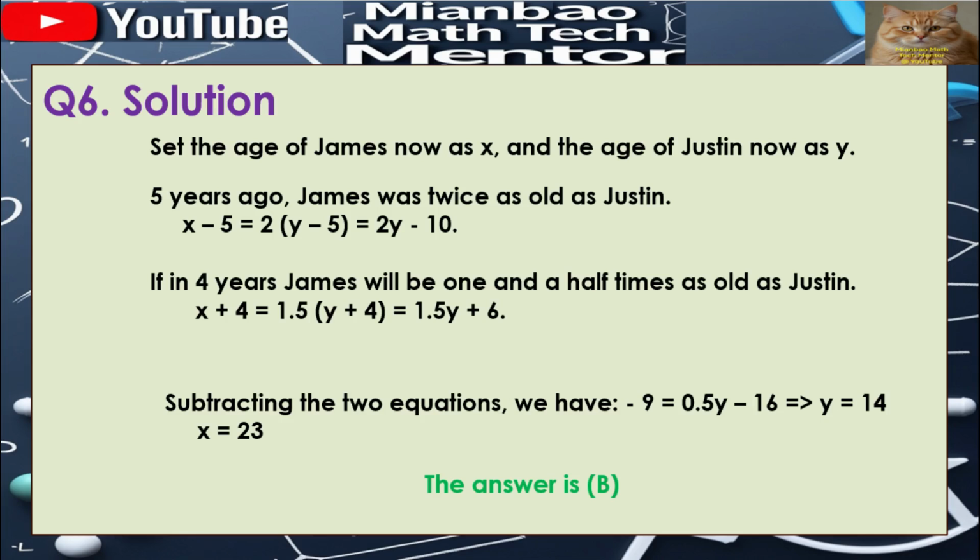In 4 years, James will be 1.5 times as old as Justin. X plus 4 equals 1.5 times (Y plus 4), equal to 1.5Y plus 6. Subtracting the two equations, we have Y equal to 14. X equals 23. The answer is B.